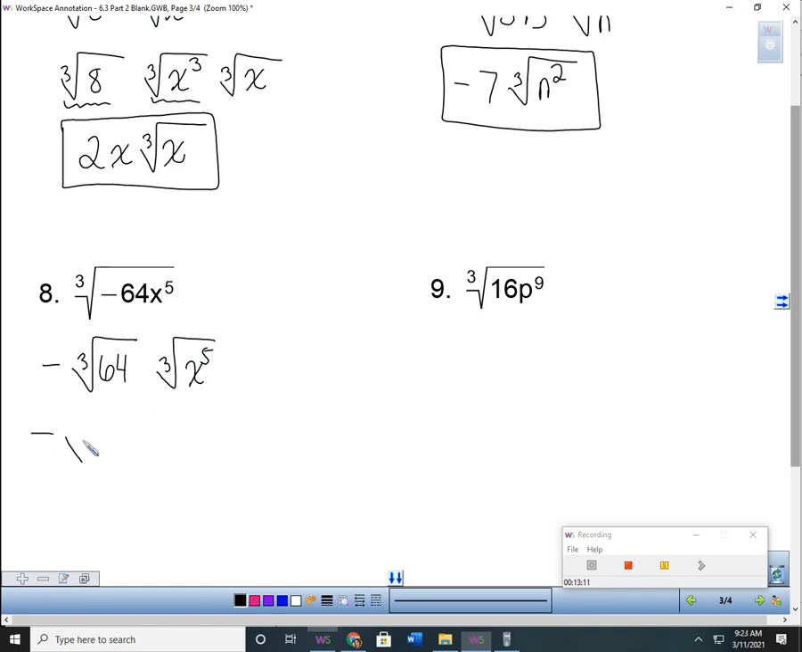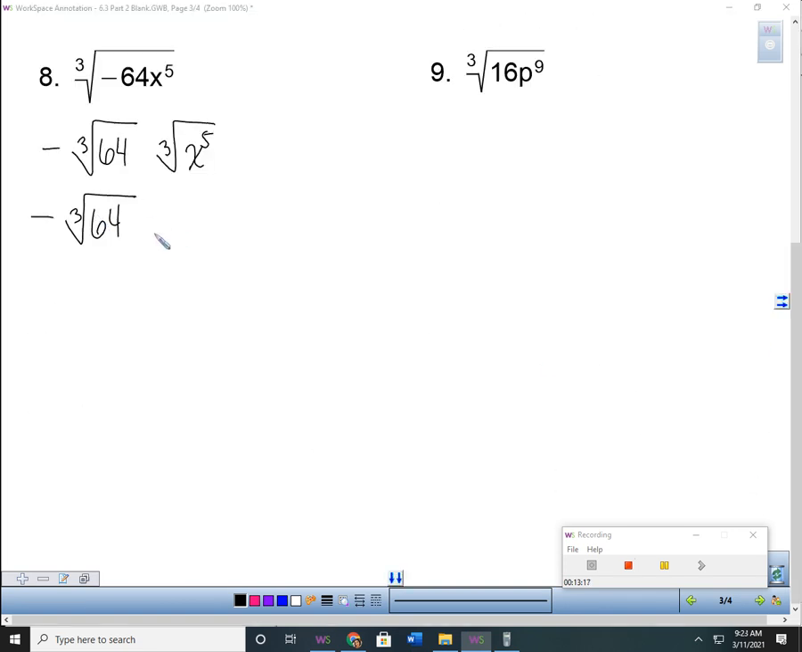So I'm going to leave my 64 by itself. I'm not going to actually reduce that yet. And I'm going to go ahead and split this one up. So I have a 5. What is the biggest number smaller than 5 that will divide by 3? That would be 3, right? And how many x's does that leave left? 2. And remember, this one that you have left over should always be less than your root number.